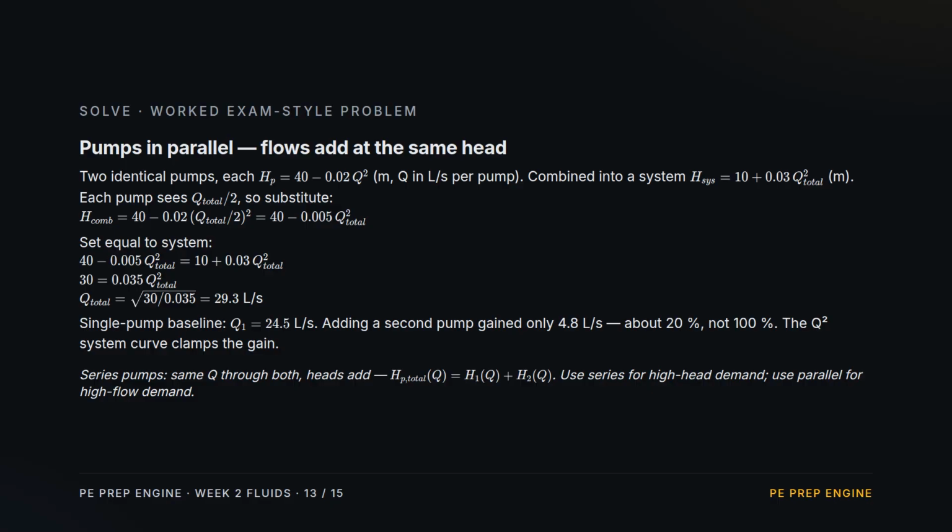Series is different. Same flow through both, heads add. Reach for it when you need more head, not more flow.